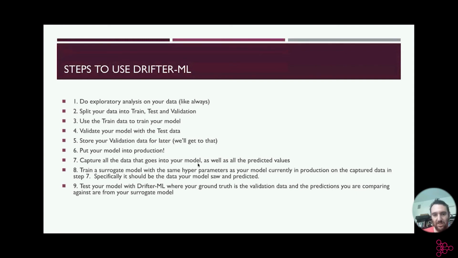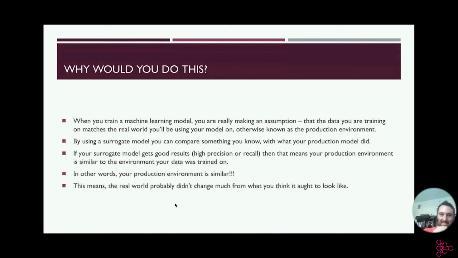Capture the data that goes into your model as well as the predicted values. Train a surrogate model with the same hyperparameters as your model currently in production on the captured data. Specifically, it should be the data your model saw and predicted. Because this is production, you're going to be using your predictions, so storing those is a reasonable matter of course. It's an artifact you should just have. Then step 9, you use my framework, though in theory you don't have to. Test your model with Drifter ML, where your ground truth is the validation data and the predictions are compared against the surrogate model. All right, that's it.